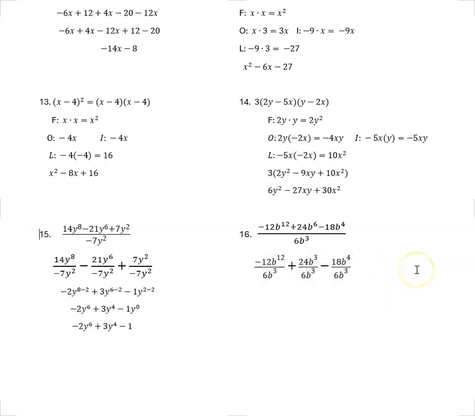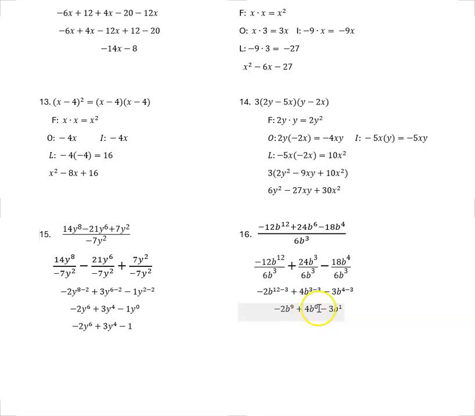Number 16, you're going to do it the same way. First thing you're going to do is separate each of those terms in the numerator, divide by the denominator. Secondly, you're going to simplify each of those. First of all, -12 divided by 6 is -2. 24 divided by 6 is 4. 18 divided by 6 is 3. Be careful of the signs as you go through there, and then subtract your exponents. 12 minus 3, 3 minus 3, and 4 minus 3. The next thing you're going to do is simplify that, and that is going to be 9, 0, and 1.